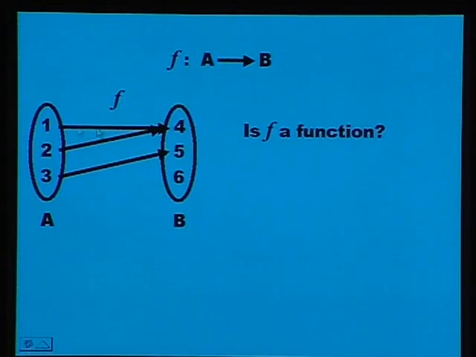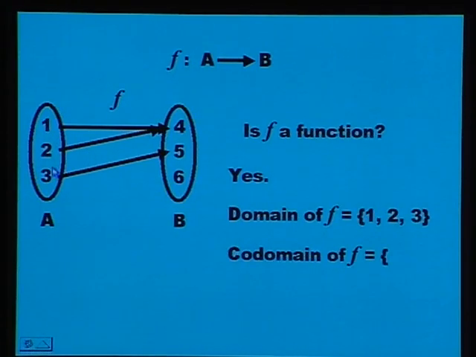One is associated to 4 only, 2 is associated to 4 only, 3 is associated to 5 only. There is no element in the domain having 2 images. Of course, elements 1 and 2 have the same image, but no one has 2 images. So yes, f is a function and its domain consists of the elements 1, 2 and 3.